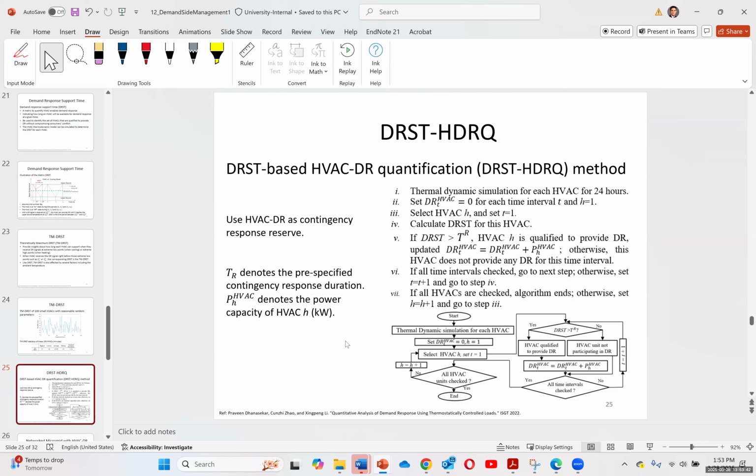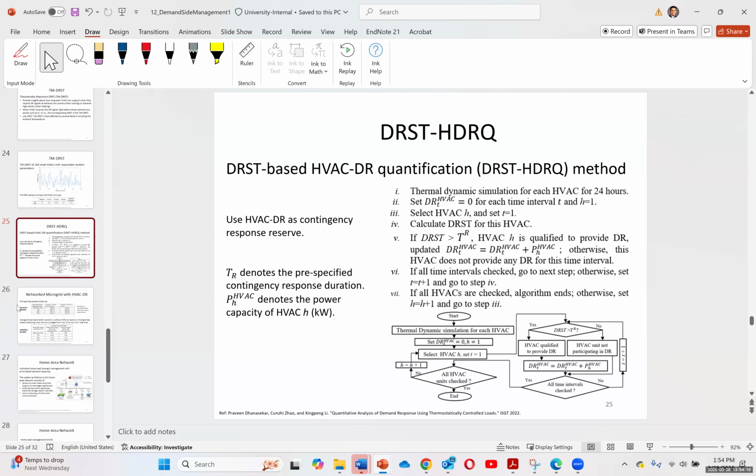And this is the HVAC demand response quantification method. It uses the HVAC demand response as a contingency response reserve, where T_R denotes the pre-specified contingency response duration, and P_H denotes the power capacity of the HVAC, and it shows how the algorithm of the system works. Again, this is just for extra information. You don't need to memorize anything on this slide.